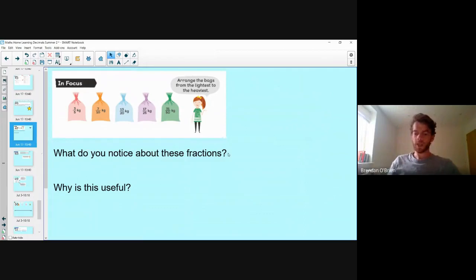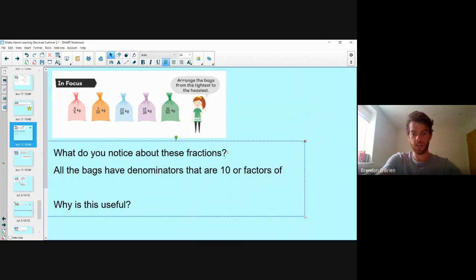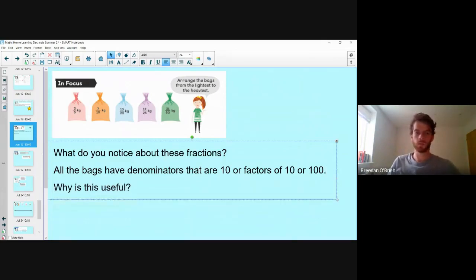Well, what I notice is that all of these bags and the fractions within them have denominators that are 10 or factors of 10 or 100. All these bags have denominators that are 10 or factors of 10 or 100. That's what I've noticed. Now, why is this useful?